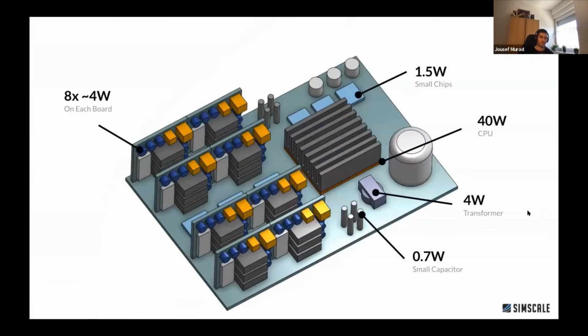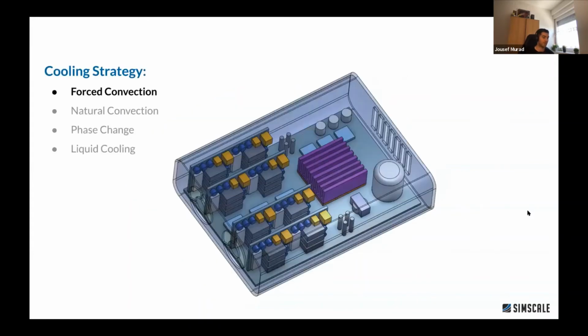So we have this nice board right here, and we have some data about this. We have small chips with a specific power, the CPU, the transformer, some smaller capacitors, and then you could assign the boundary conditions to these components and already start simulating. The cooling strategy that we use in this case is so-called forced convection.